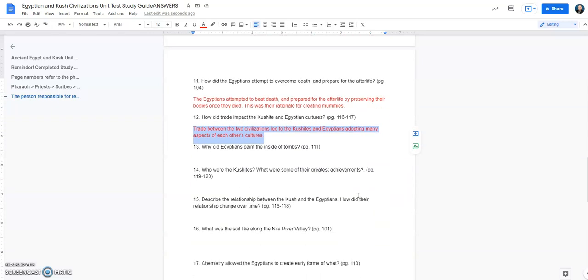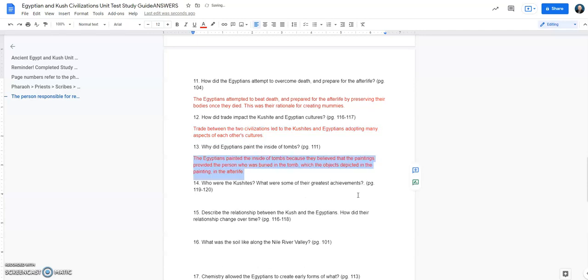13. Why did Egyptians paint the inside of tombs? They believed that if you paint the inside of the tomb, the person who's buried in that tomb would get the objects in the painting. So if you painted some food and some luxury items and jewelry, when that person comes back in the afterlife, all those things in the painting he will get in the afterlife. So it's kind of a way to get you some possessions and get you some of your cool stuff in the afterlife.